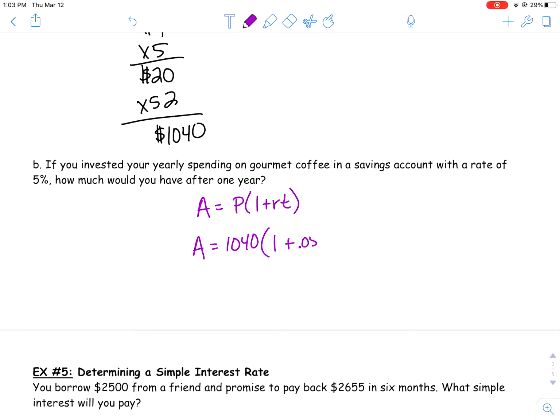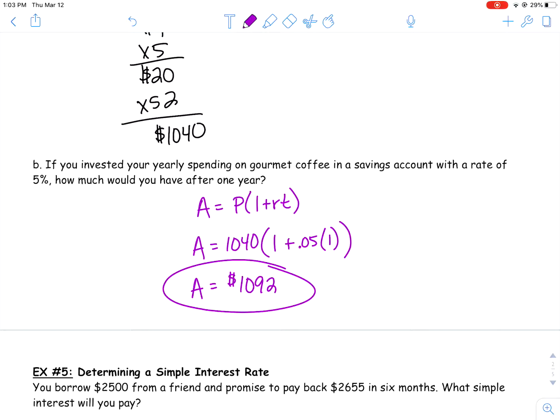We have a 5% interest, so 0.05 as a decimal, and we're going to leave that money in the bank for 1 year. Let's figure out how much money we'll have at the end of that year. In my calculator, I'm going to do 0.05 times 1 plus 1 times 1,040. You should end up in your bank at the end of the year having $1,092.